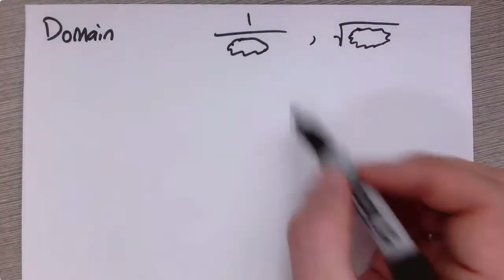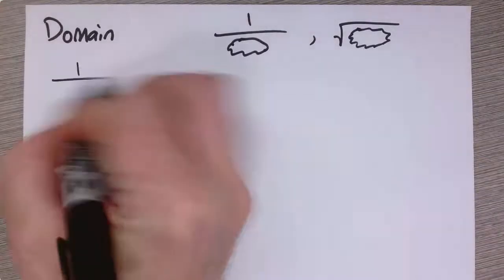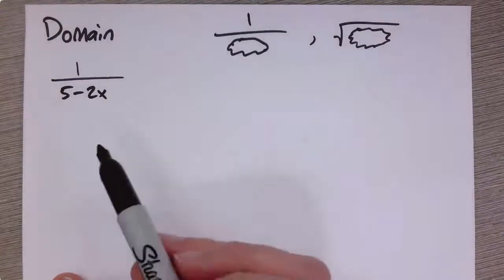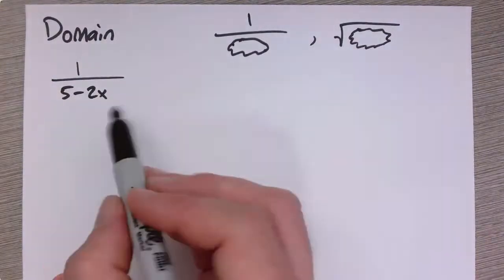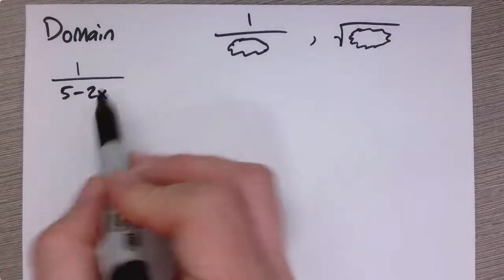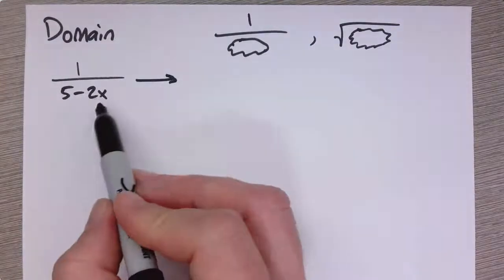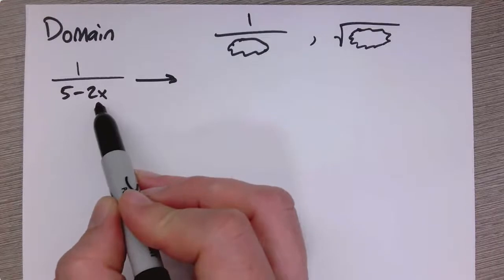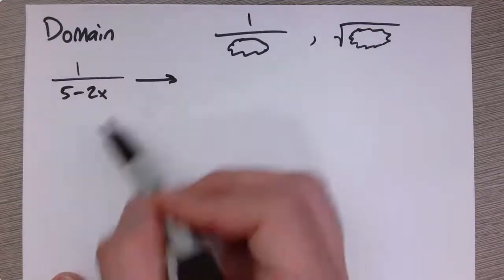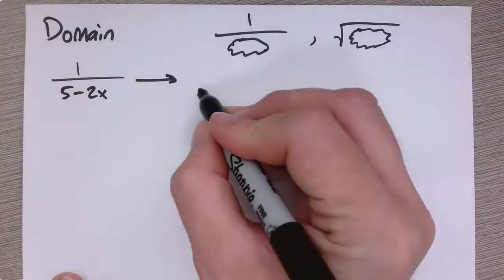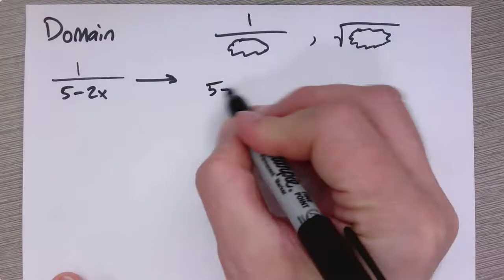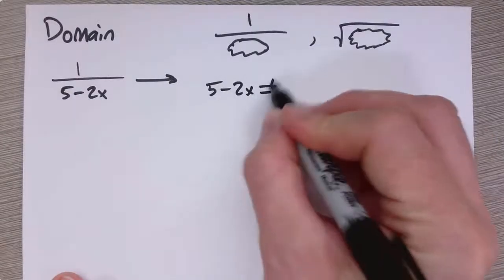So let's apply these two basic patterns. What if we've got this, 5 minus 2x? Actually, let's do this one. We've got this basic pattern. What I'm noticing is I've got a denominator, and whatever value of x I plug in can't make the denominator 0, because if it does, the result's undefined. So let's write what I just said. Denominator can't be 0. Algebraically, that's 5 minus 2x can't be 0.